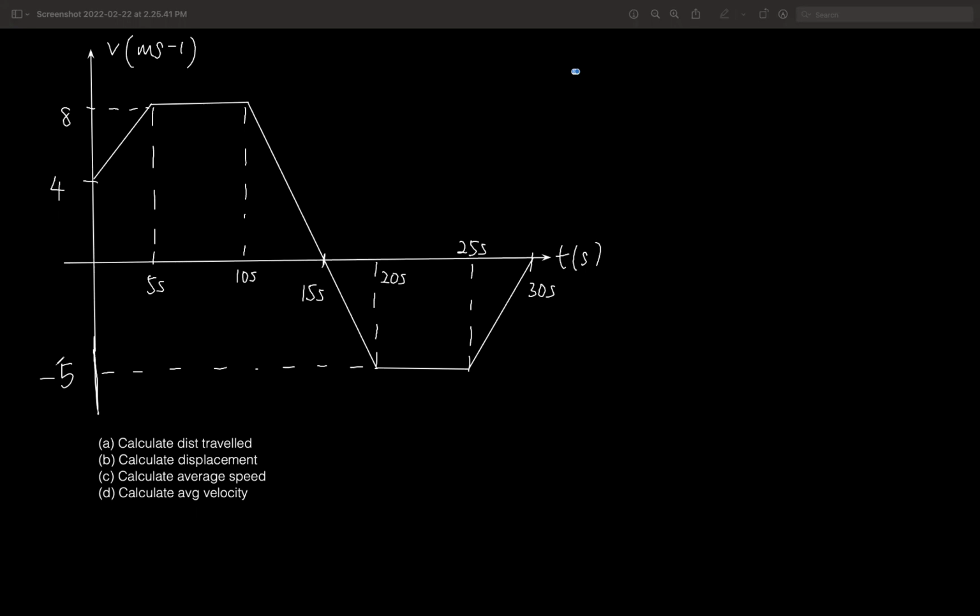A, calculate distance traveled. What graph is this? VT. So to calculate distance, get the area. Area of what? Area of the line, the space between the line and the x-axis. That means the entire solid. Okay, the entire solid. Can you try it first? You try it first, then we look at the answer.